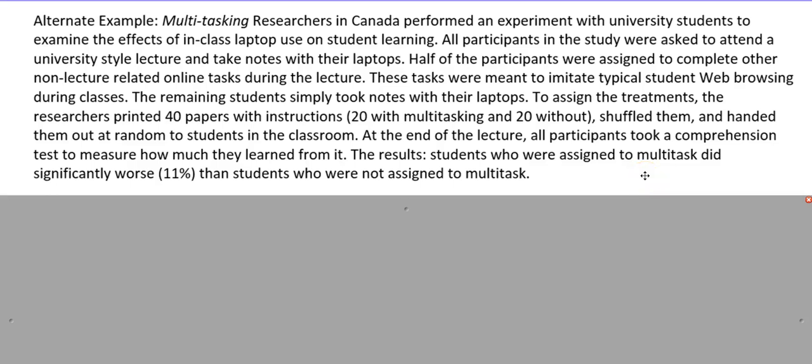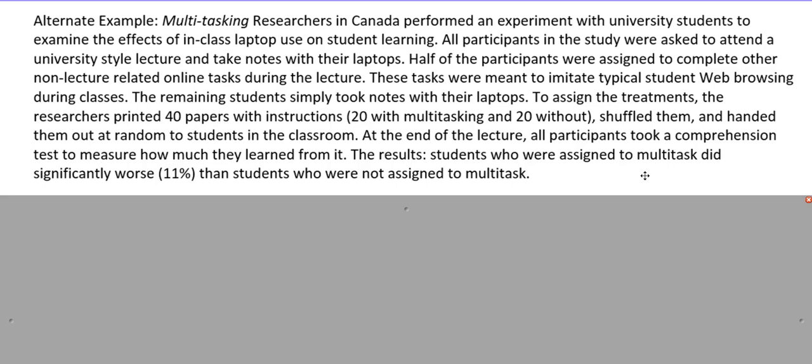Now let's review the 4 important elements of experimental design with another example. Researchers in Canada performed an experiment with university students to examine the effects of in-class laptop use on student learning. All participants in the study were asked to attend a university-style lecture and take notes with their laptops.